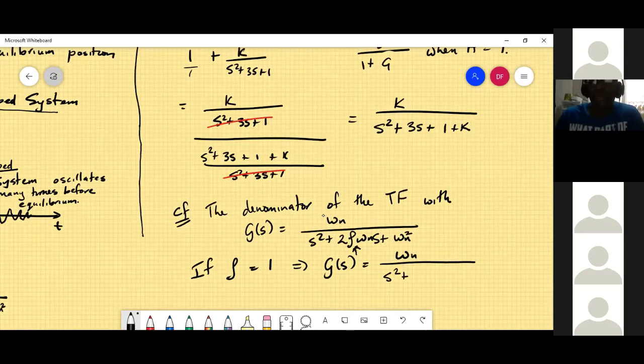Two important things will have an effect on the problem. So zeta equal to 1, then this is what the transfer function is. So we're going to compare like with like in the denominator. You will see that as we progress.